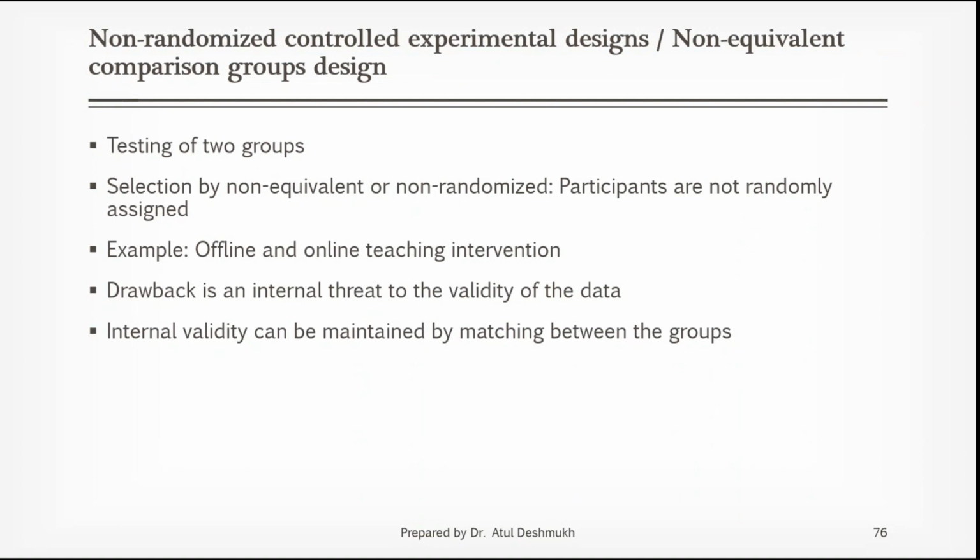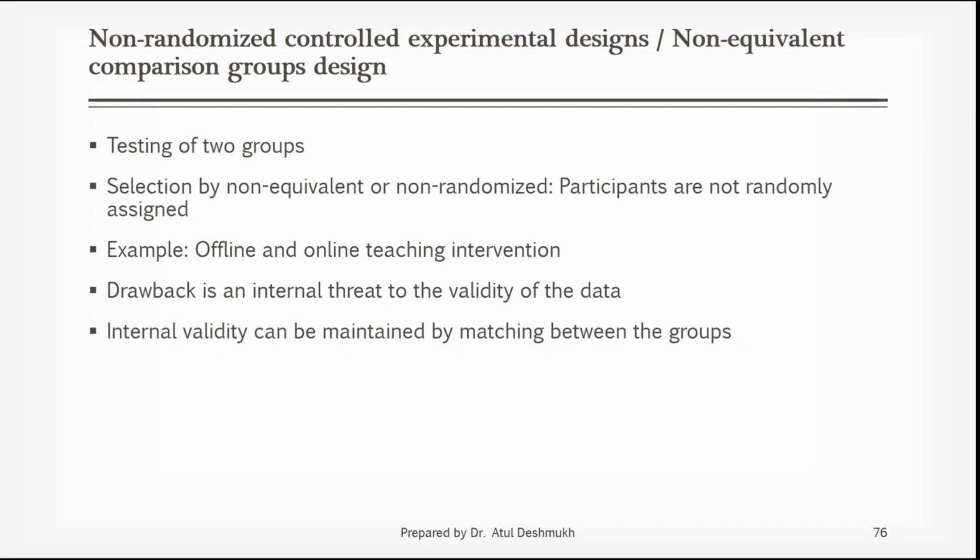It is a type of intervention. Now I want to assess whether offline teaching is better or online teaching is better. Suppose I want to select the sample in a random way. What I will do, I will create the random numbers out of 40. I will select group A for offline and group B for online. So that is the ideal way of experimental study design.